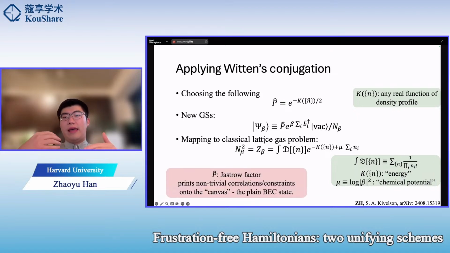You can imagine that now any correlation function in the ground state can be converted to some corresponding correlation function in the lattice gas problem, which can be evaluated efficiently with numerical methods such as Monte Carlo. And especially, all the density correlations are exactly the same across these two systems, the quantum and classical systems. And remember that the states we started from are plain BEC states. So all these correlations are kind of printed onto this canvas state by this operator P.